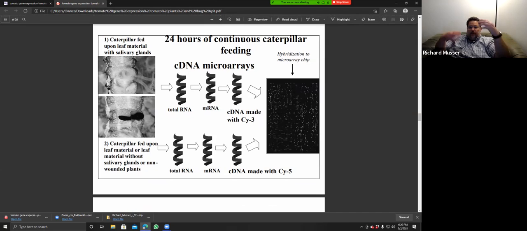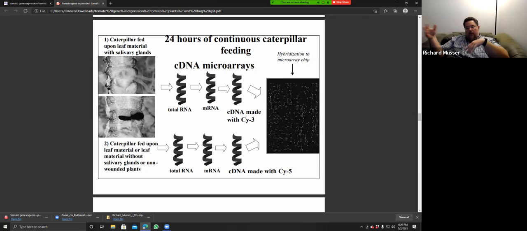So again, we have experiments with caterpillars with and without salivary glands feeding on tomato plants. We purify the RNA, we make the cDNA, and now we can put it on microarray chips and see what genes are being turned on out of 10,000, 15,000 genes in a tomato plant. Is the saliva affecting these genes? Or when we wound the plants, do the same thing.